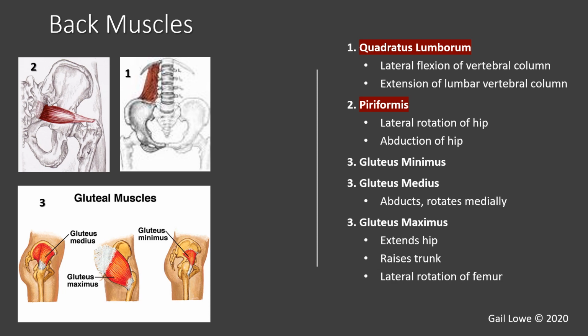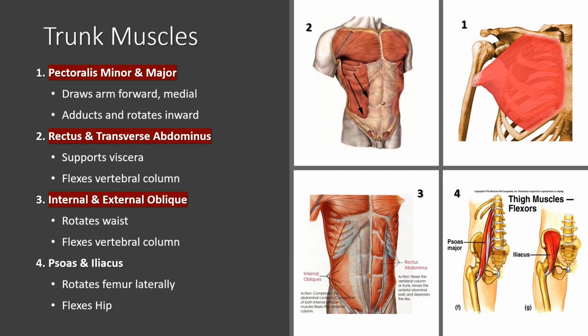So it's quite interesting to know your muscles if you're going on to sort of be a therapist. So we have quadratus lumborum, piriformis, gluteus minimus, gluteus medius, and gluteus maximus. There are 4 pairs of muscles to the trunk. There's the pectoral muscles, the abdominals, the obliques, and the hip flexors, which are the psoas and the iliacus.